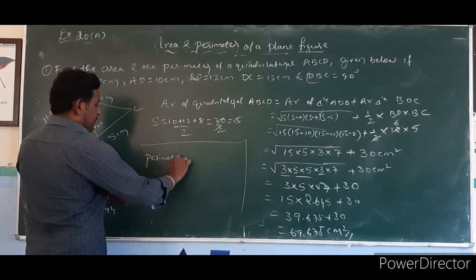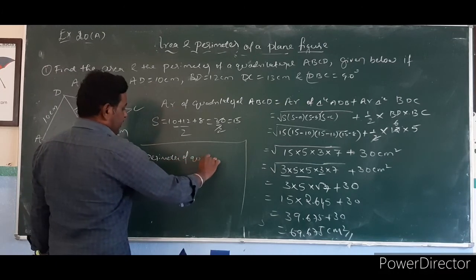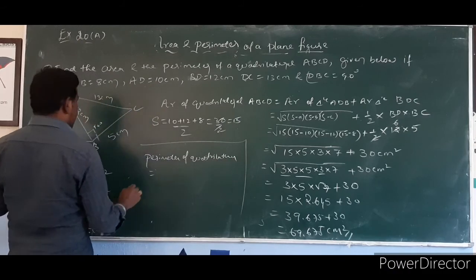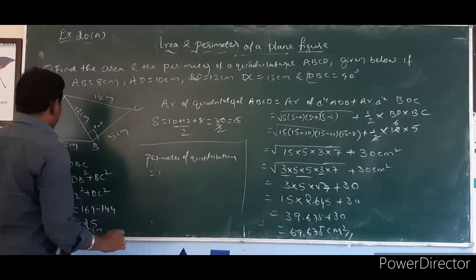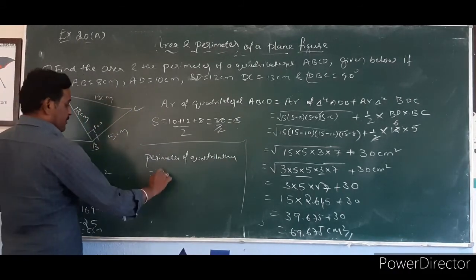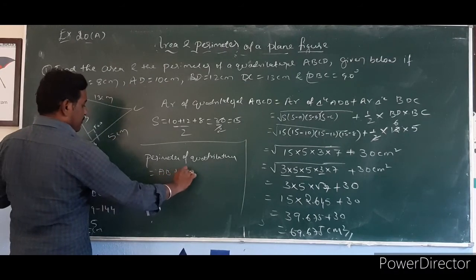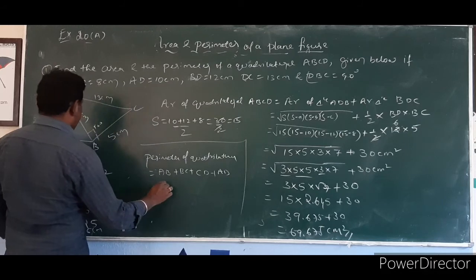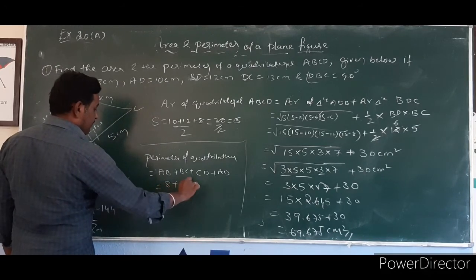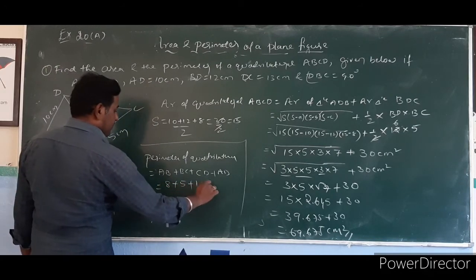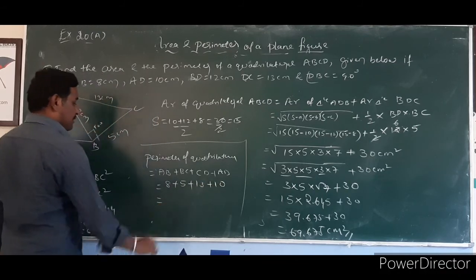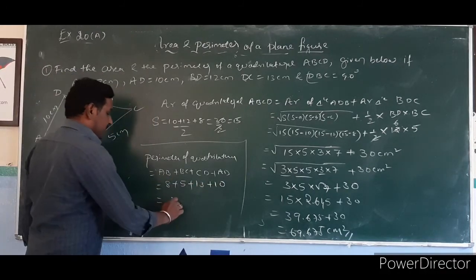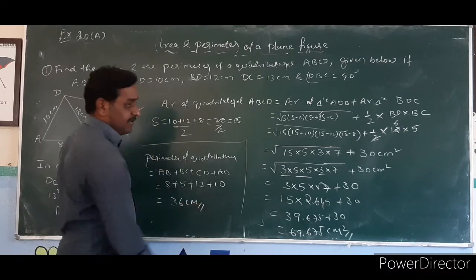If you want perimeter, perimeter of quadrilateral is equal to add all the sides of quadrilateral, AB plus BC plus CD plus AD. AB is equal to 8 plus 5 plus 13 plus 10. 8 plus 5, 13, 13 plus 13, 26 plus 10, 36 centimeter.